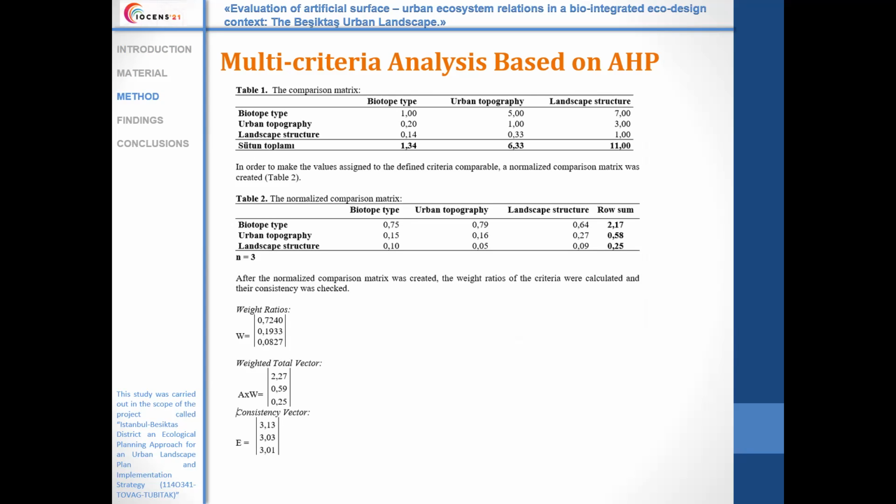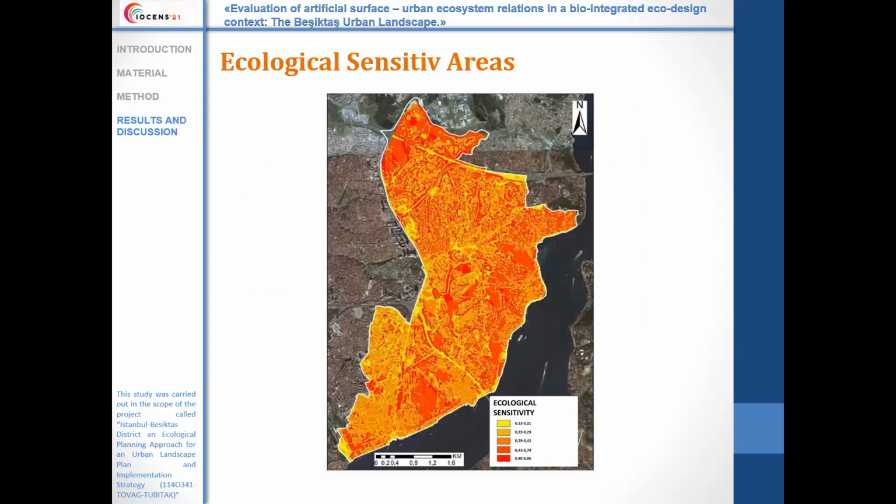In this slide, we can see our steps for the multi-criteria analysis based on the analytic hierarchy process: the comparison matrix, the normalization process, the weight ratios, and consistency vectors. As the result, we get these ecological sensitivity values of the research area.